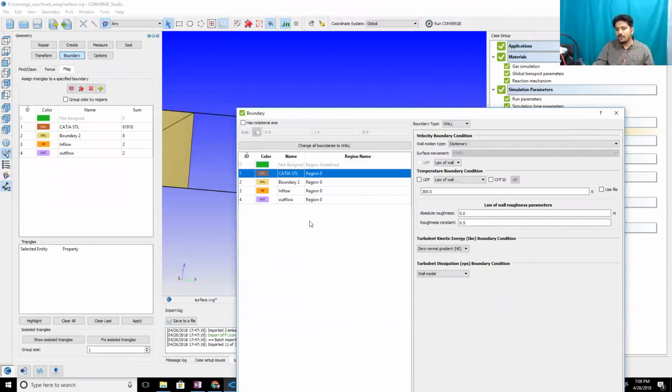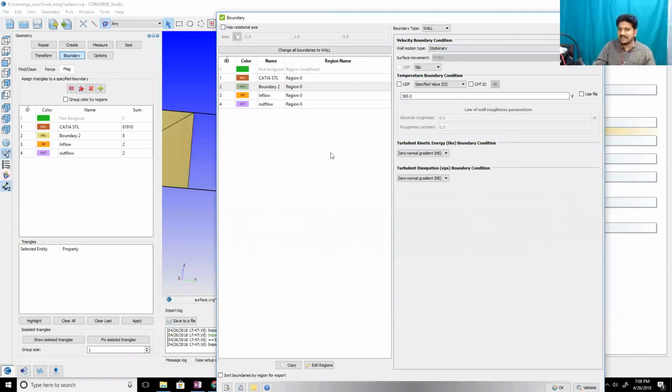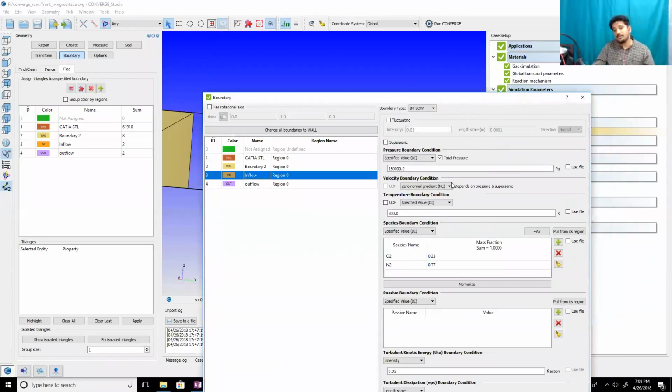But for now, what we're basically going to do is, I'm going to say that my wing is a wall model, a wall geometry, and my outside box is also modeled as a wall. Ideally, I would set it up as a slip wall, okay? So that there is no shear stress getting developed in those regions. At the inflow, I'm providing a total pressure boundary condition. And for velocity, I'm providing a Neumann boundary condition, meaning the derivative of velocity is 0.